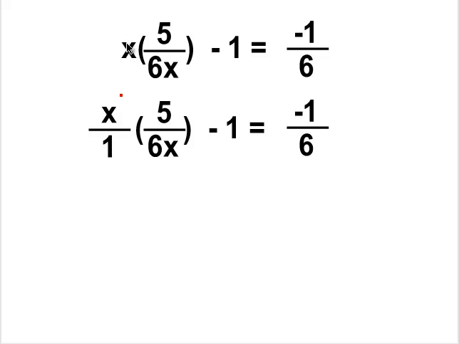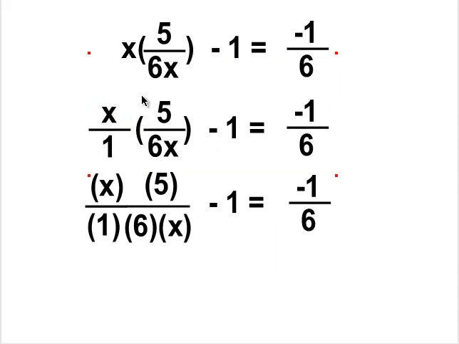I took that x and changed it into a fraction of x over 1. And then I just multiplied these out accordingly, right? The numerator is x times 5. The denominator is 1 times 6 times x. And I shifted these in order, right? Because with multiplication, order does not matter. That is called the commutative property of multiplication. But now I put them in different order.